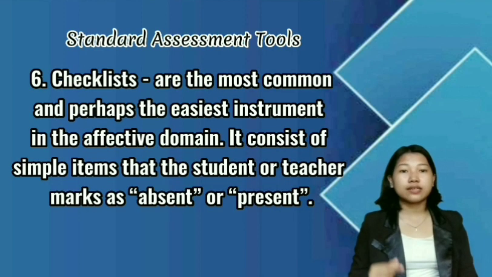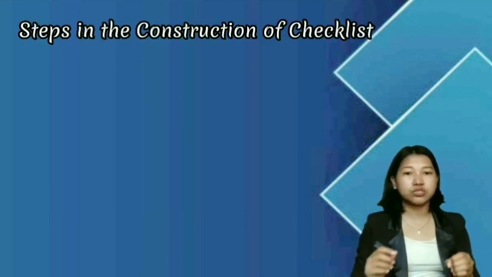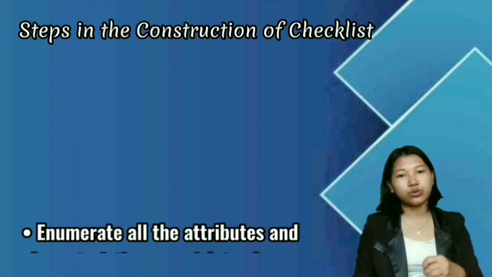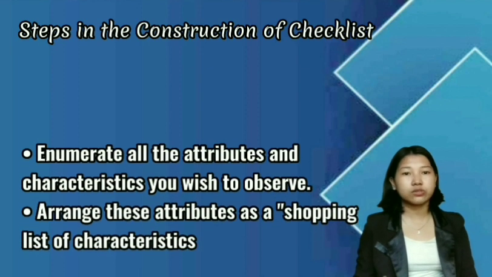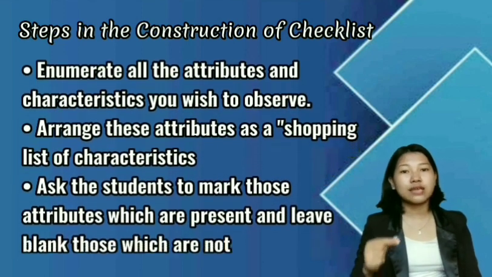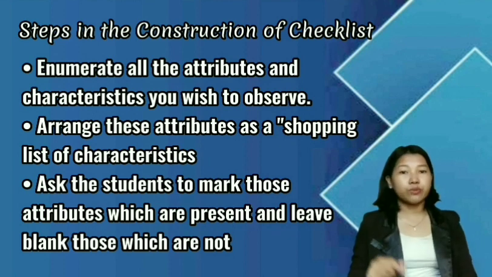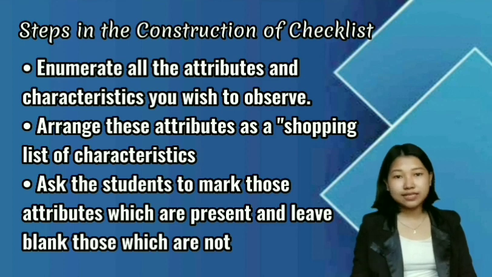Number 6 is the checklist. It is the most common and perhaps the easiest instrument in the affective domain. It consists of simple items that the students or teacher marks as absent or present. So, steps in the construction of a checklist. First is to enumerate all the attributes and characteristics you wish to observe. Second, arrange these attributes as a shopping list of characteristics. And number 3, ask the students to mark those attributes which are present and leave blank those which are not.